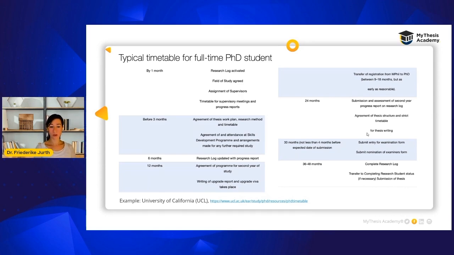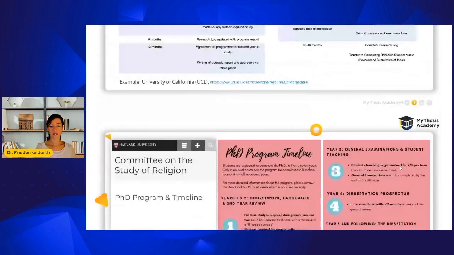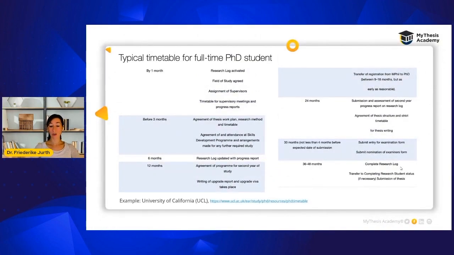Then in the third year, you have to submit an entry for the examination form. And well, last but not least, in the fourth year, you have to complete everything, like you have to transfer the complete research progress and submit your thesis. This is what the University of California provides as a typical timetable.